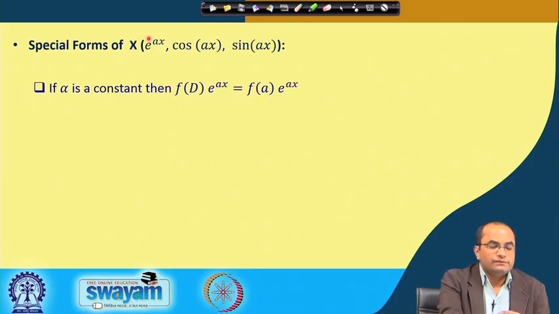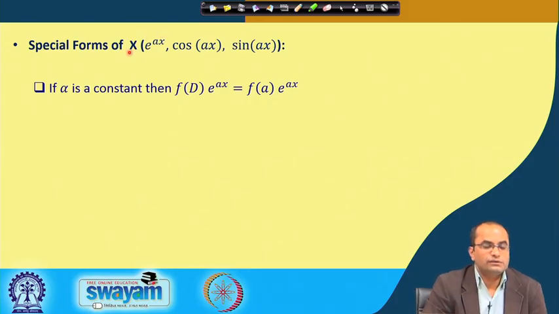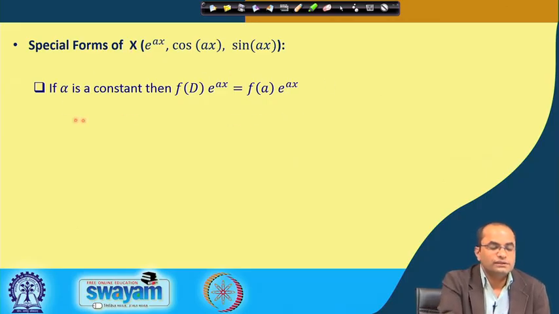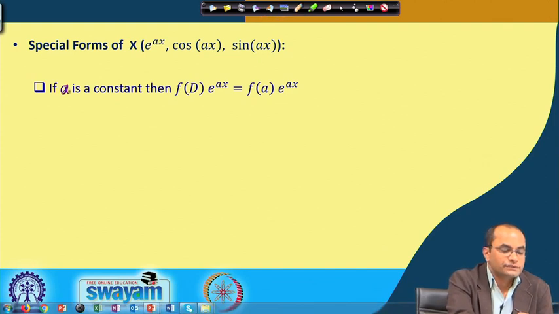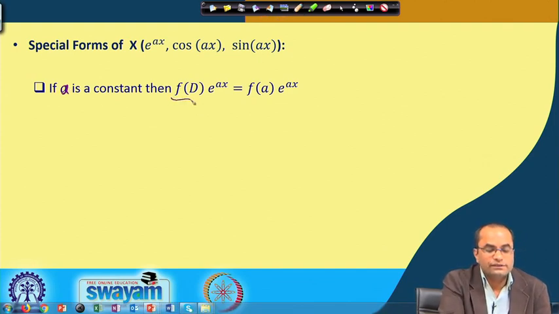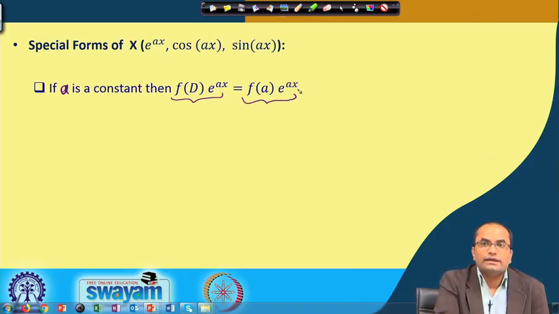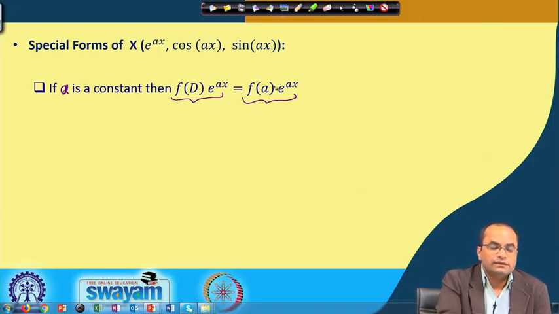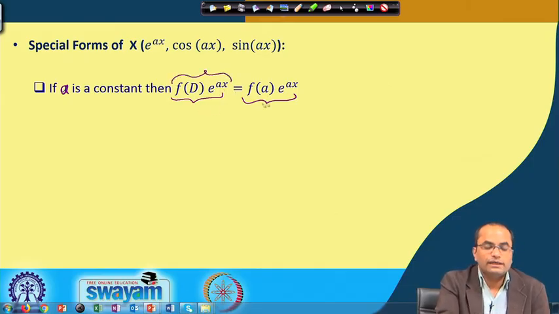So, first today we will be deriving this when our special function is e power ax, and for that we need this result here, that if a is a constant, then f(D) operated on e power ax is nothing but f(a) e power ax. That means, when we apply f(D) on e power ax, the value will be nothing but f(a). So, D will be replaced by a, and we have this e power ax.